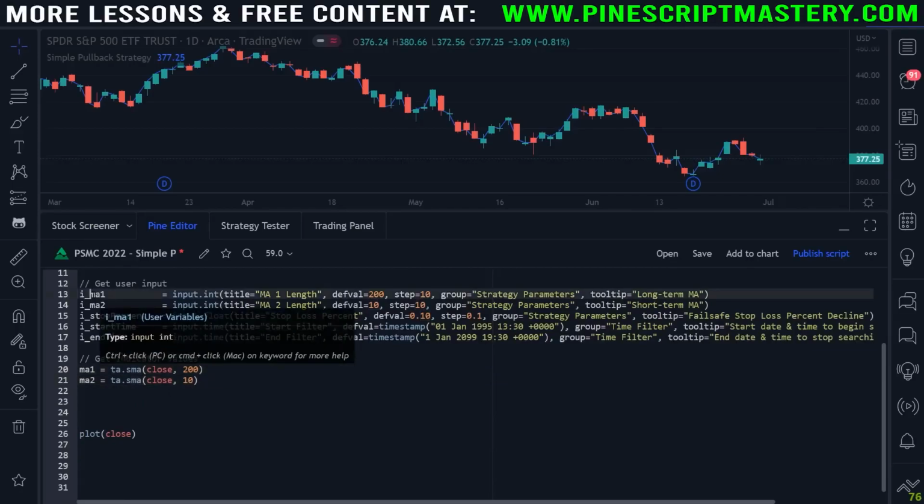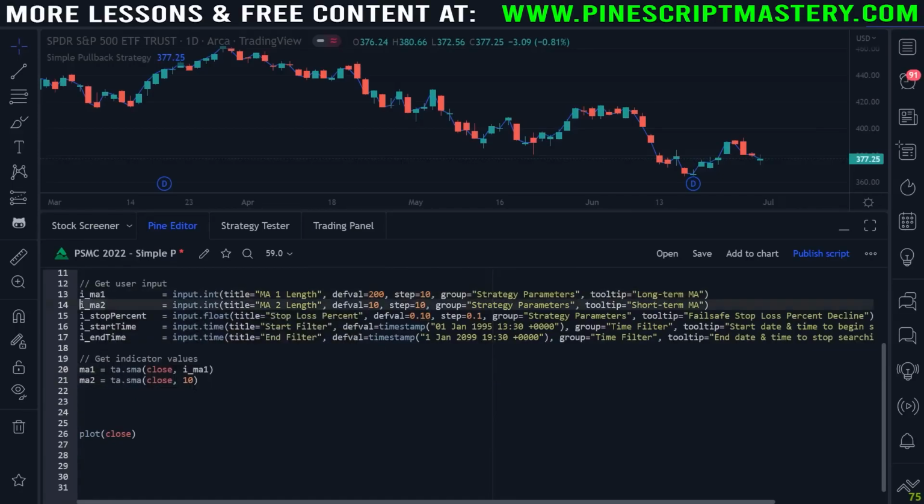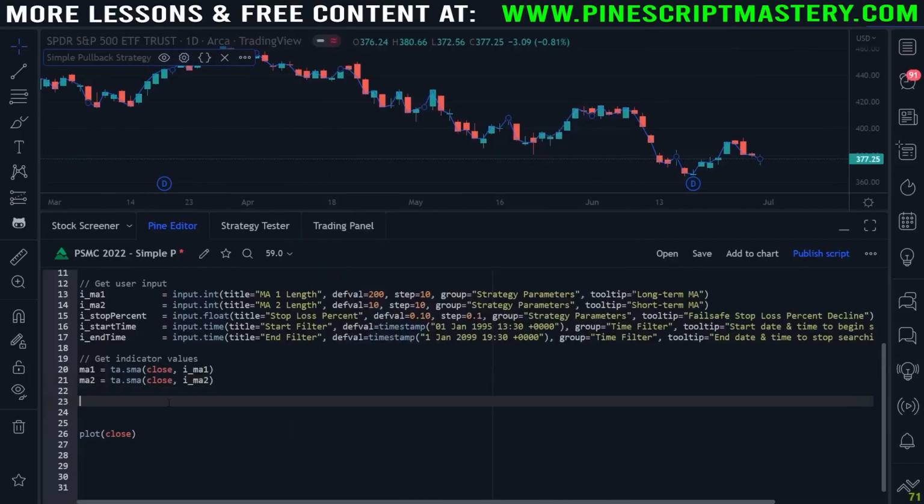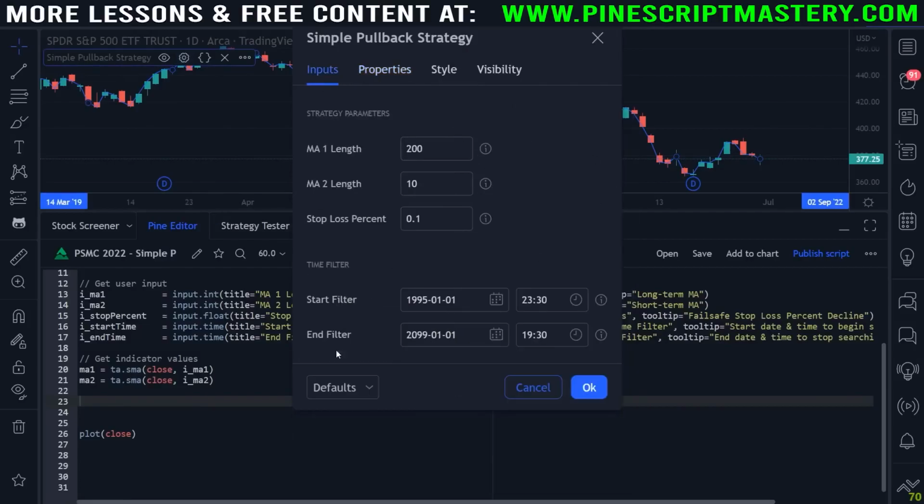Now I need to replace these with our inputs so that we can adjust these moving average lengths in the settings menu if we want to. So now if I save my code, we should have these settings up here. There they are. And they have little tooltips explaining what each setting does. This is completely optional. I'm only doing this because this is a YouTube video script and I want you guys to fully understand what each user input does.